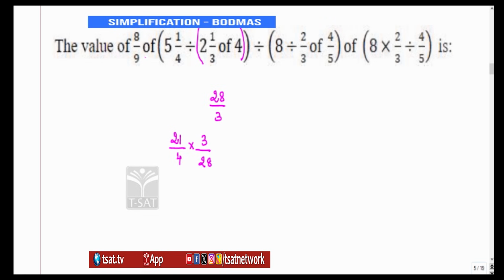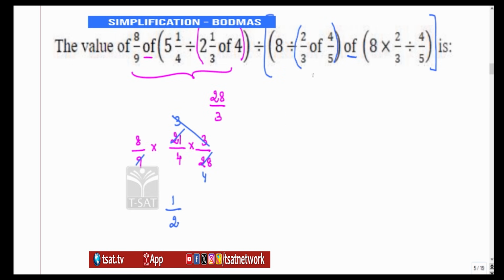Then 8 by 9 of. So, 8 by 9 into everything. So, this is your first thing. So, simplify it and write it here. 7 3s are, 7 4s are. So, here 9 and 9 cancel. 8 by 16 is 1 by 2. So, this part is 1 by 2. Then after, first solve these two braces and multiply them because it is of here. Inside the first bracket you have of again.